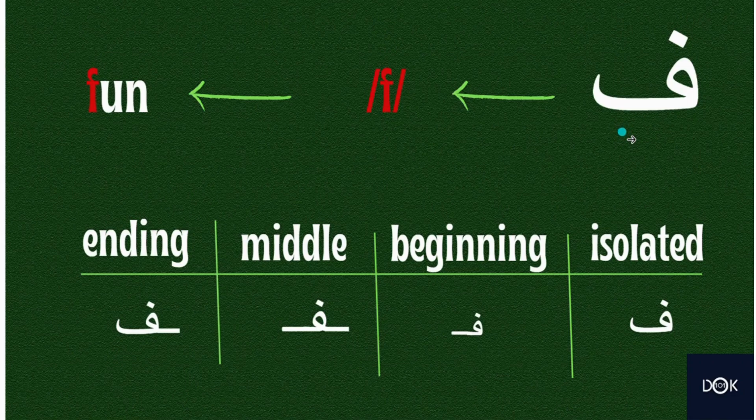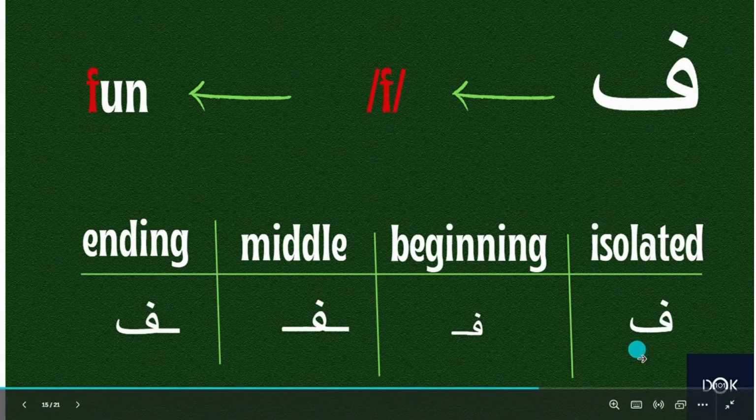Next up is the letter fa. So finally we have a letter that does sound like a letter in English. Fa sounds like the F in word fun. Fa. And the formation of fa is like the letter zain.